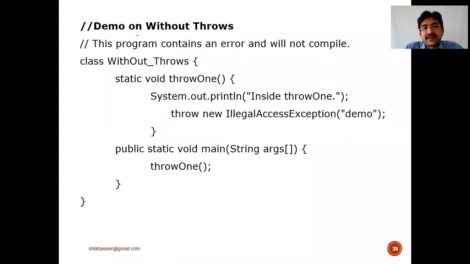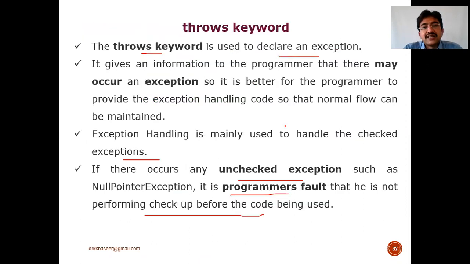Before using this, let me have a demo without using throws. If you're not using throws, what will happen? Here I am creating a class called WithoutThrows. I'm creating a method called throw1, displaying a message inside throw1. Now throw new IllegalAccessException. Remember, this is an unchecked exception.